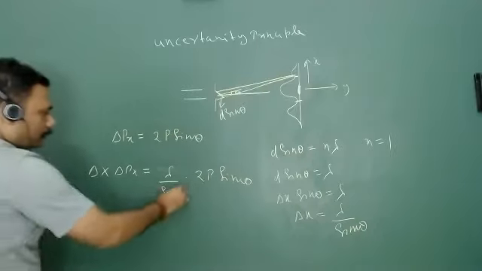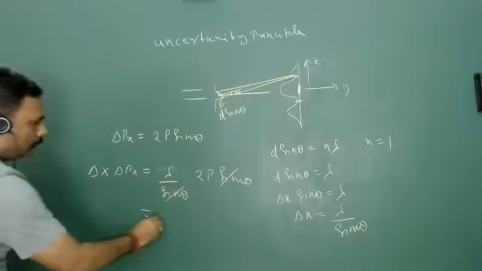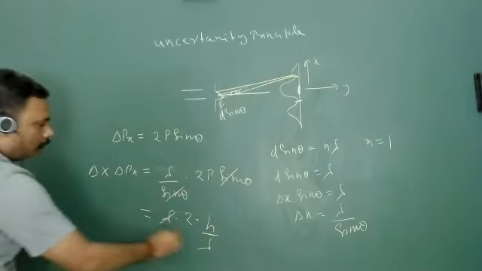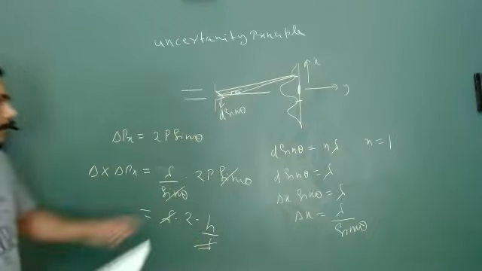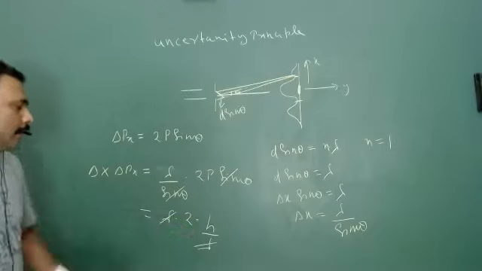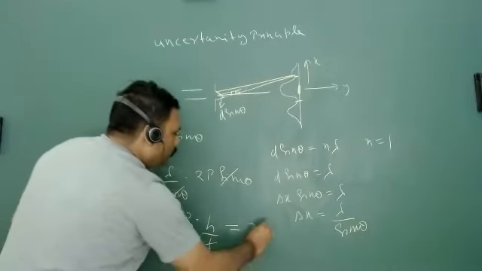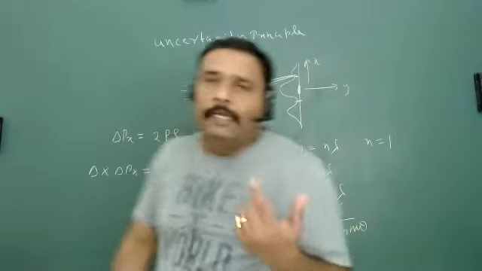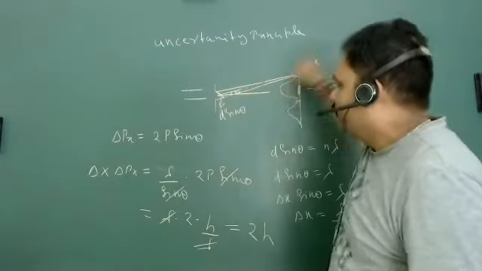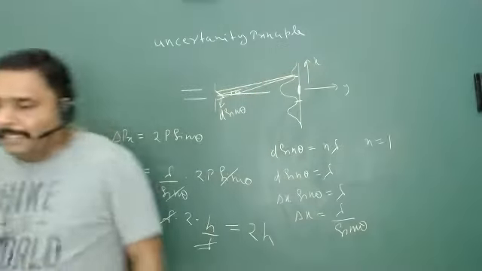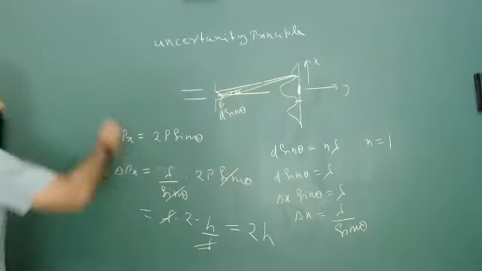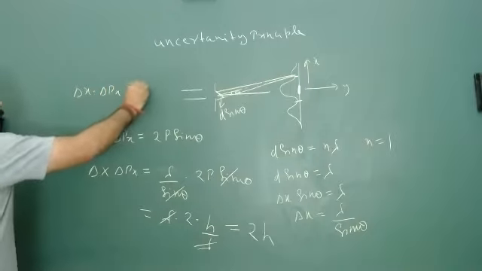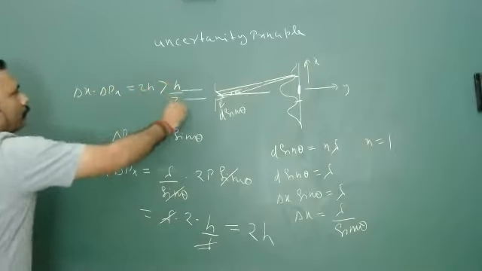And what will happen? This and this will cancel, and you can get lambda into 2 into h upon lambda. So this cancels. I can use the de Broglie wavelength for this particular p as h upon lambda, and you can easily get that the value is 2h. So only for this particular value we are getting 2h. All other parts will be more than this. So obviously you can get the uncertainty delta x into delta px. Delta x into delta px is equal to 2h, and obviously greater than h by 2.